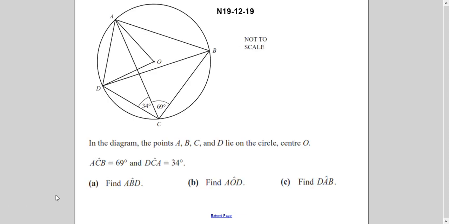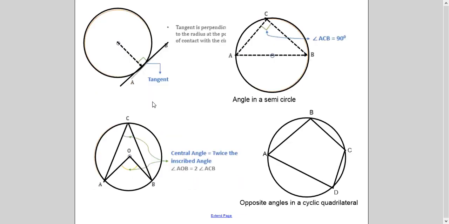So let's begin with the question. The question has this diagram and there are 3 parts to the question. The information given is all here and it is written here as well. Now, whenever a circle question comes, you need to recall the properties in your mind. Only then are you able to solve it. So let's revise a few properties and then we look at this question once again.